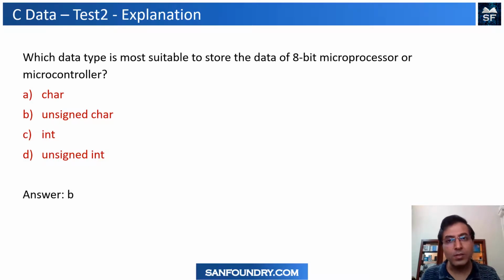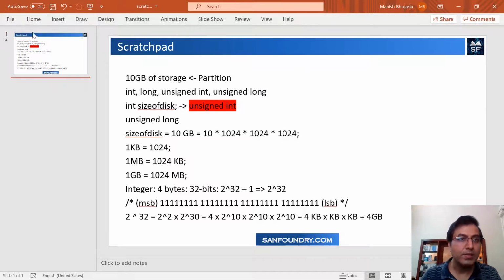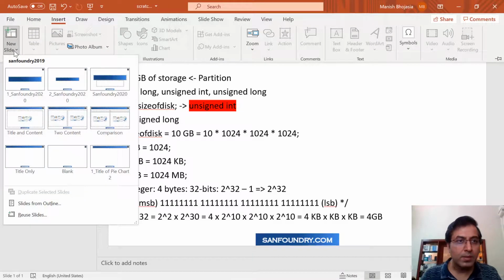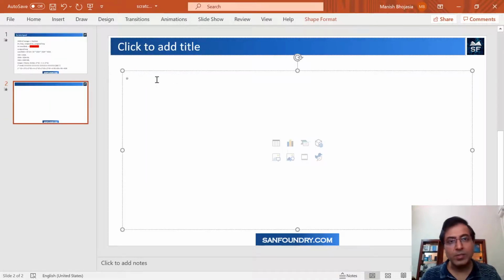So what's the answer for this choice? The answer was unsigned character. So in this example, we are saying an unsigned char is the correct answer. So let's look into the same reasoning again. This time I am sure that you will really understand why. Let's look at the sketchpad once again.